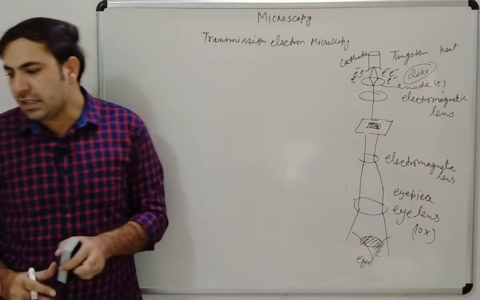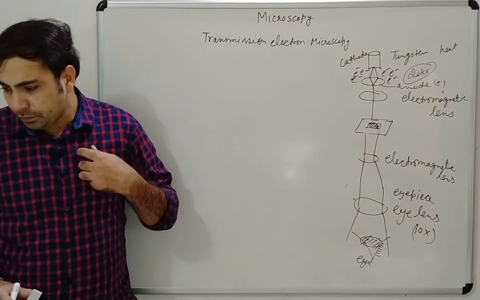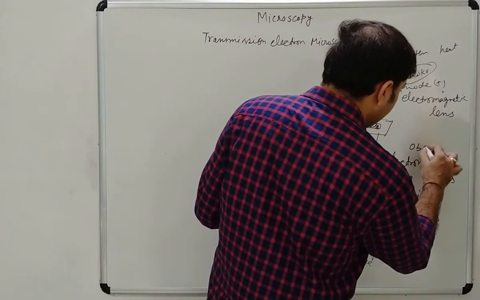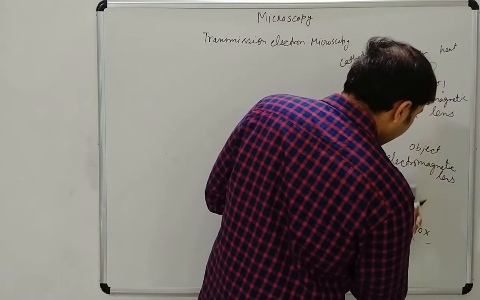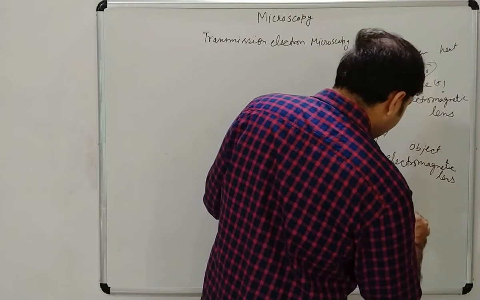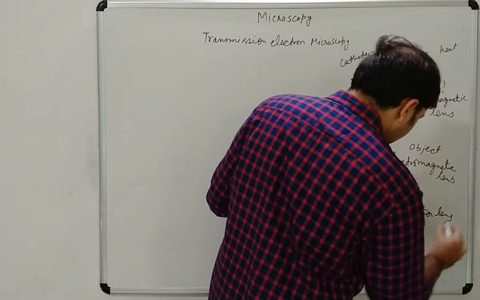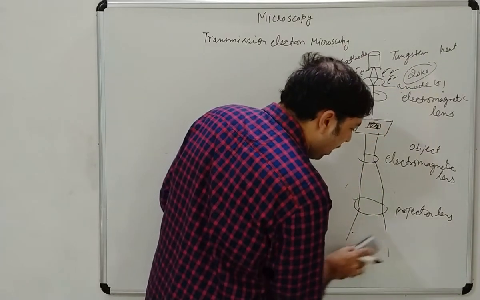Electromagnetic lenses are there, and this is also an objective lens. The electromagnetic lens is an objective lens, and this is our projection lens. There is no eye there.